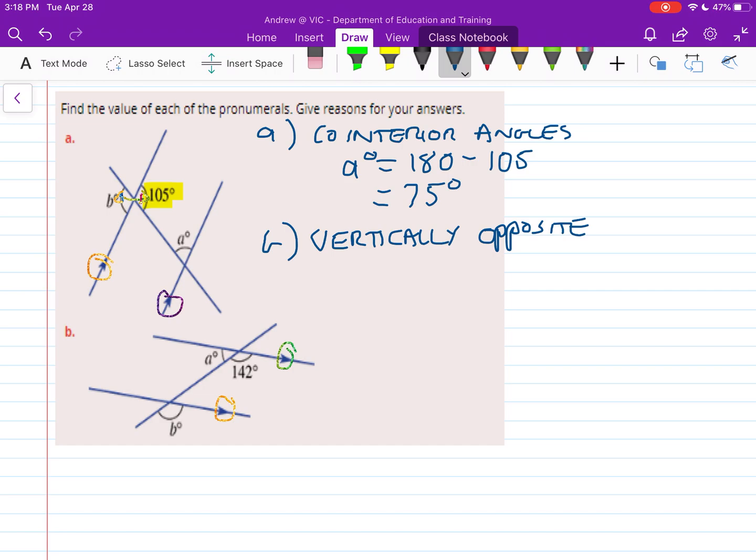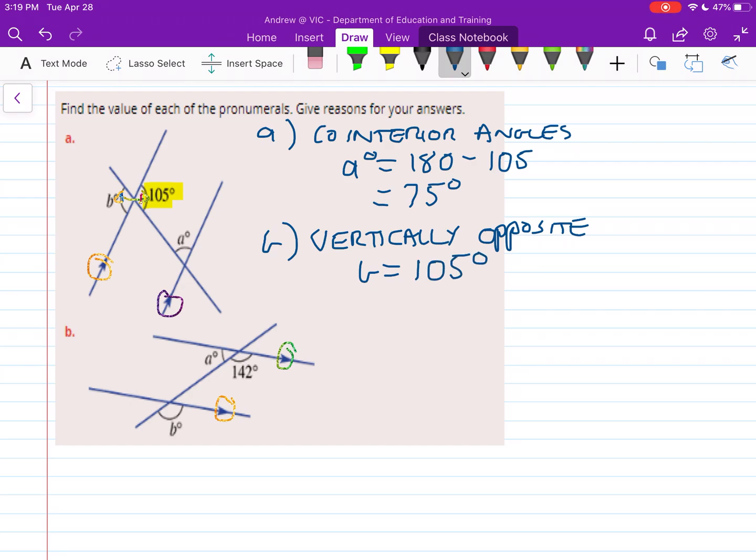So these have to be the same in parallel lines. Vertically opposite angles are the same, and you can sort of see that from the diagram. They look pretty much the same as well. So this here, oh, I wrote A again, that was very silly. So B is equal to 105 degrees.